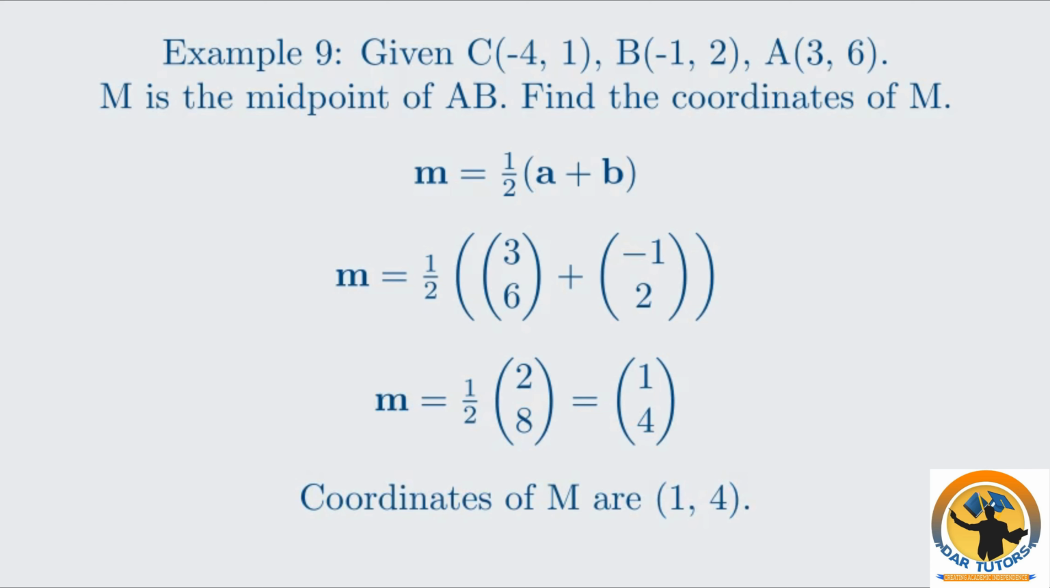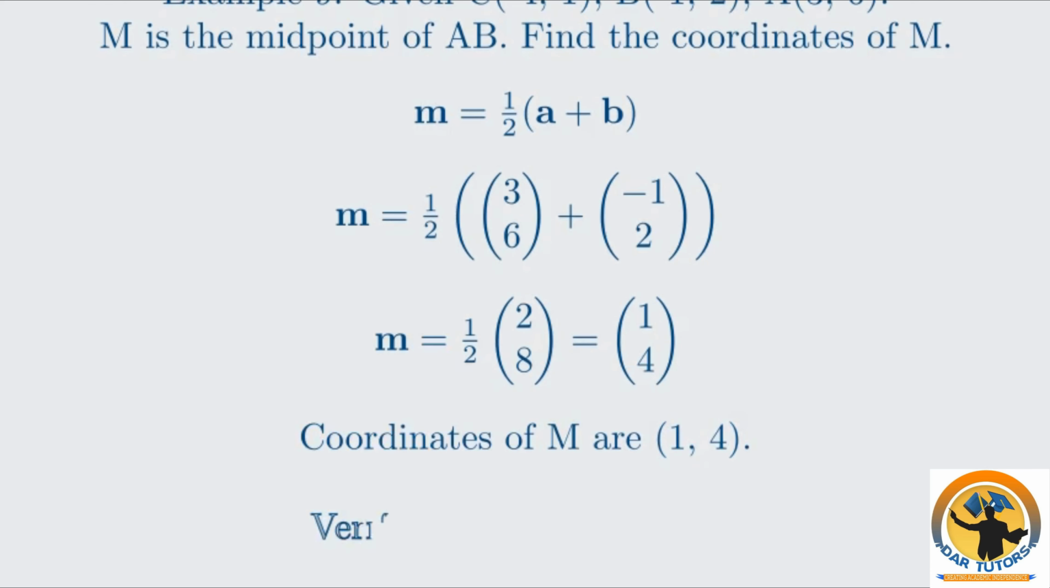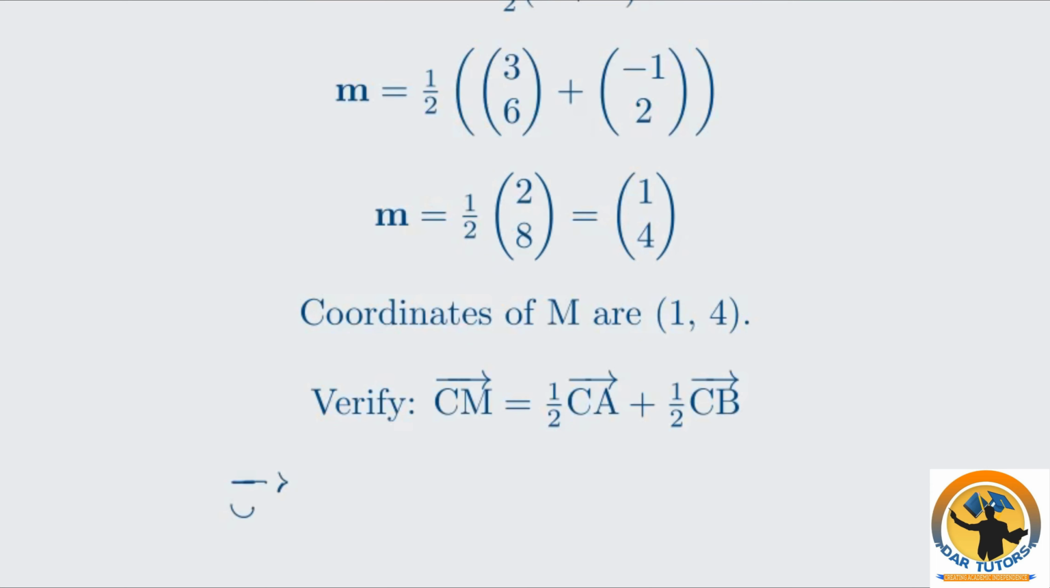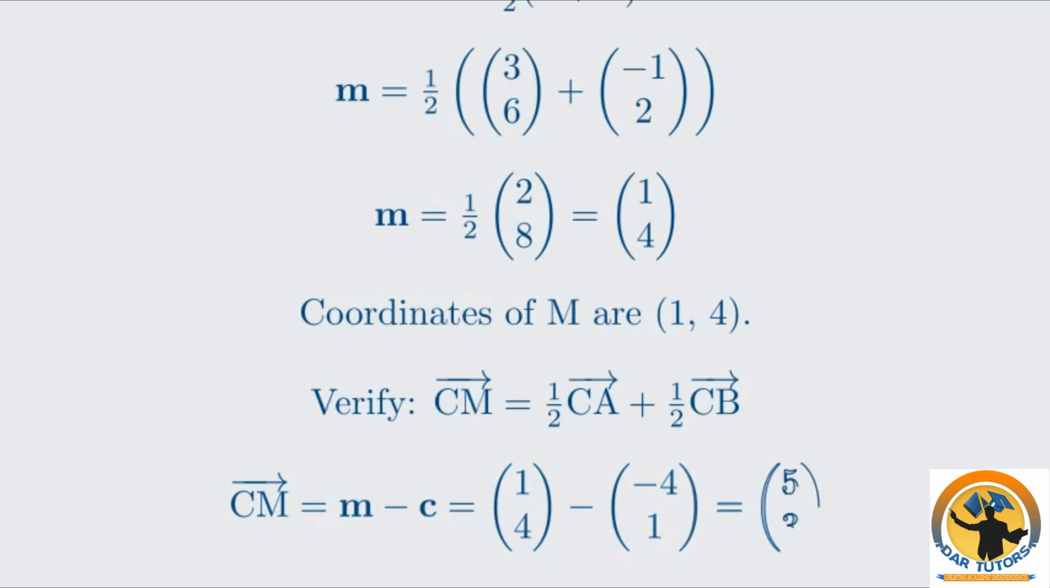The problem also asks us to verify a vector identity. We need to show that the vector CM is equal to 1/2 of the vector CA plus 1/2 of the vector CB. Let's calculate the left-hand side, CM. CM is the position vector of M minus the position vector of C. That's (1, 4) minus (minus 4, 1), which gives us (5, 3).